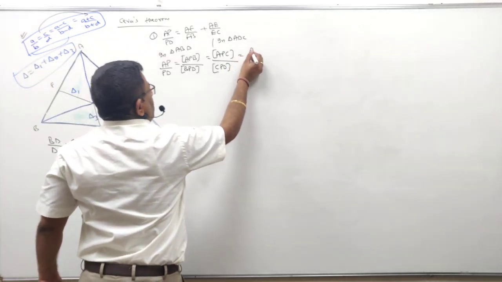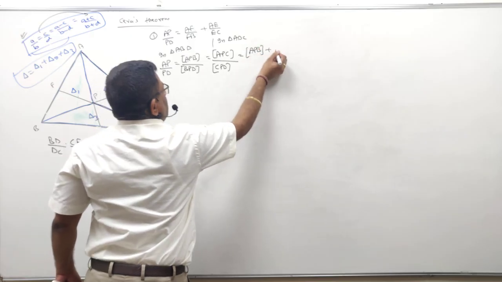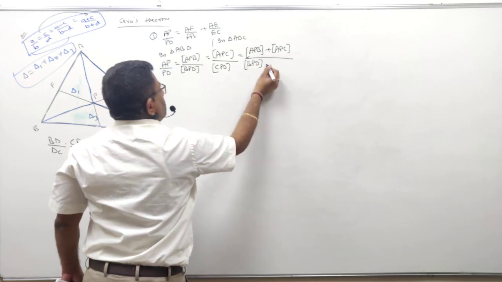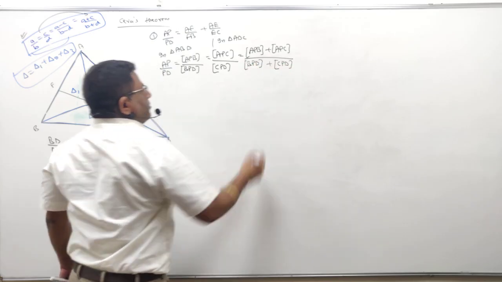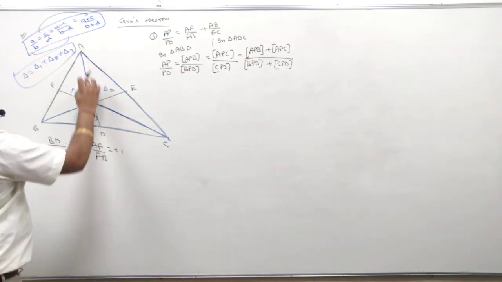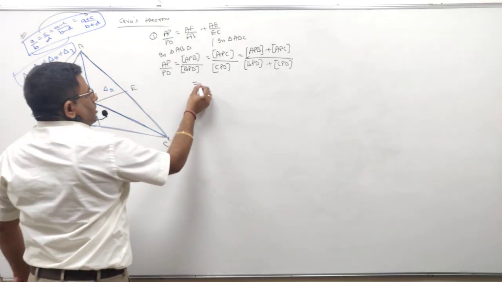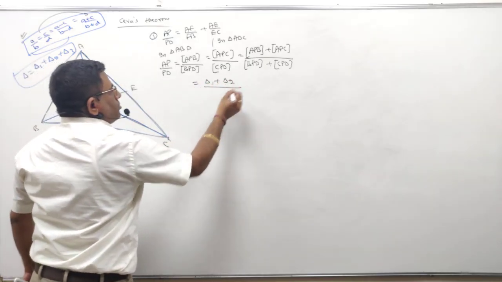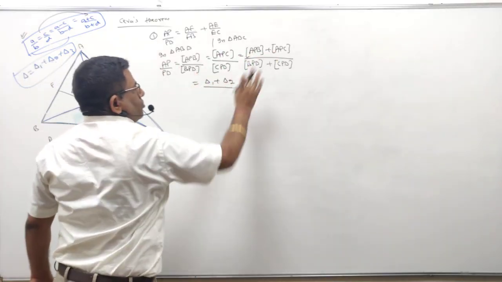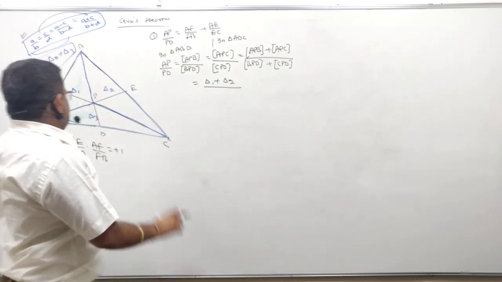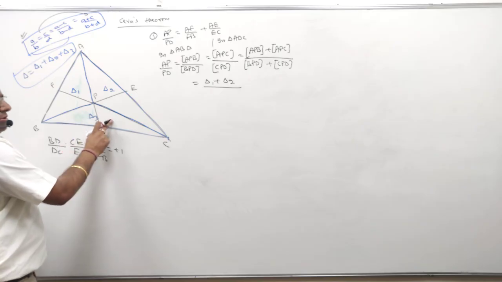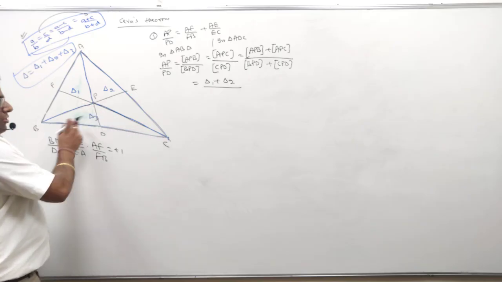It becomes area of APB plus area of APC upon area of BPD plus area of CPD. You see here APB plus APC becomes delta 1 plus delta 2. APB is delta 1, APC is delta 2. Now BPD plus CPD becomes area of triangle BPC, which becomes delta 3.